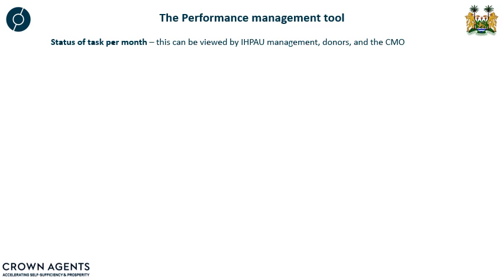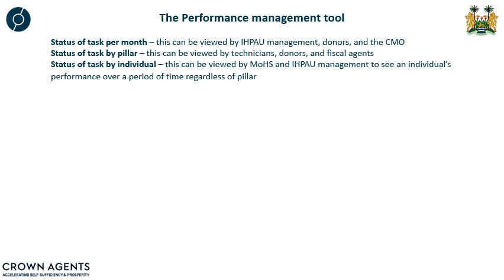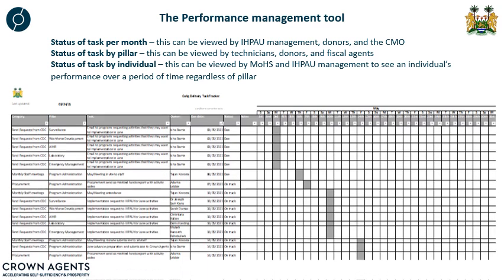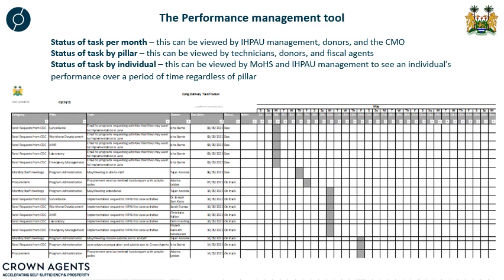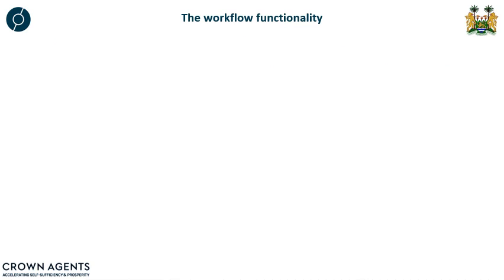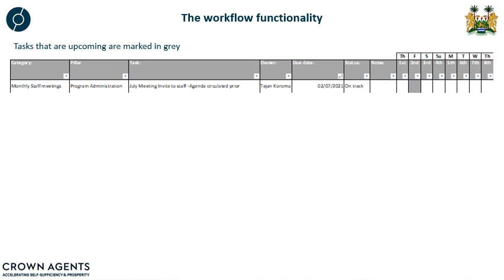So the performance management tool will look at the status of each task per month, by each pillar, and by each individual. It is really an extended Gantt chart, which will be updated on a daily basis. It looks at the workflow and its functionality. So for example, if there is a task which is outstanding but coming up to be due, it will be marked in grey, as can be seen in Friday.